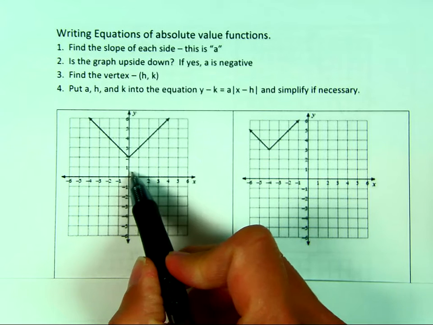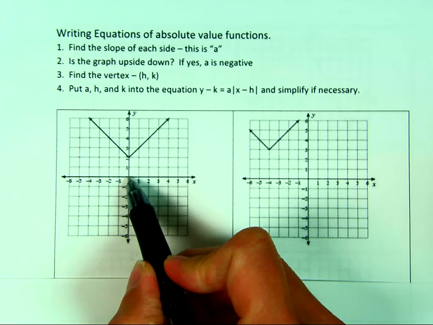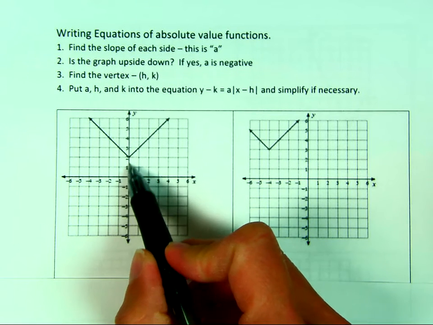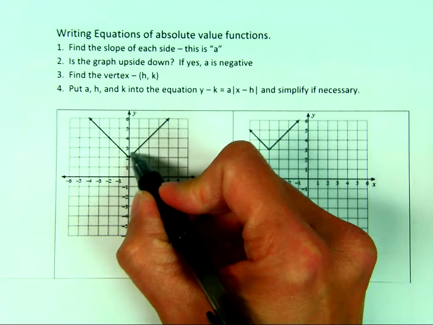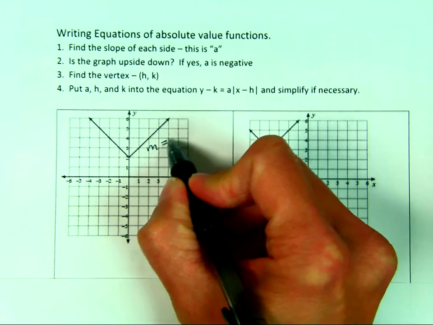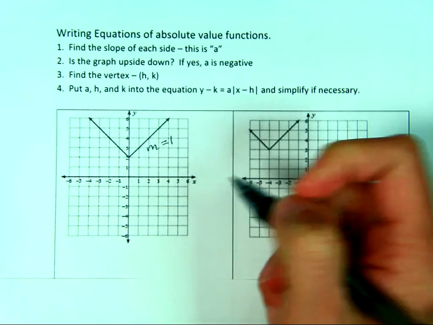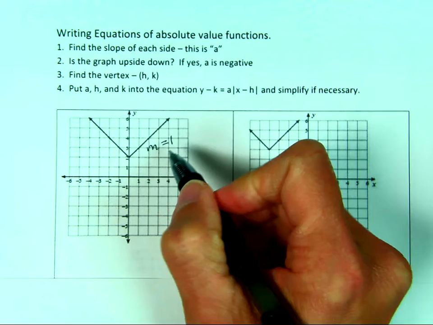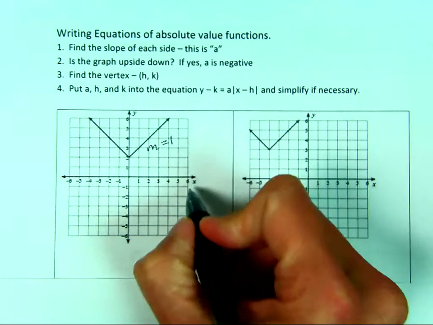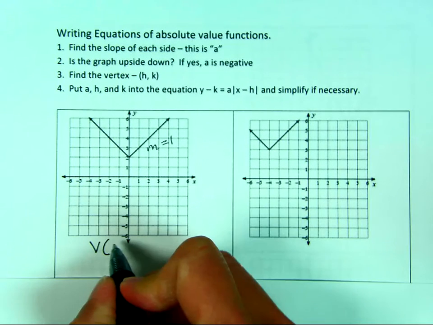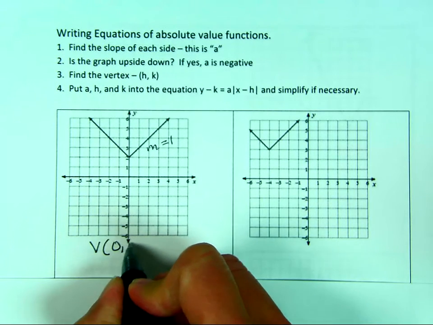So notice this one. It normally would sit right here, the parent function, but this one's up too. I'm going to check out the slope. Looks like the slope is 1 on this side, so I know that a is 1. It's not upside down, so I know that a is positive. What's my vertex? Okay, my vertex is 0, 2.